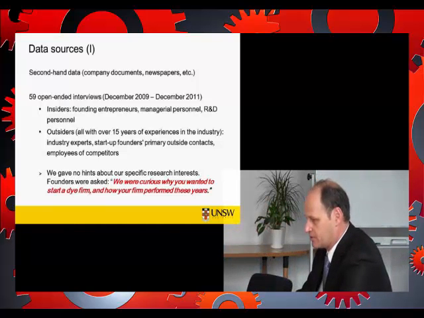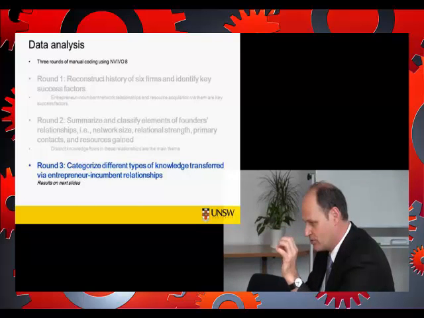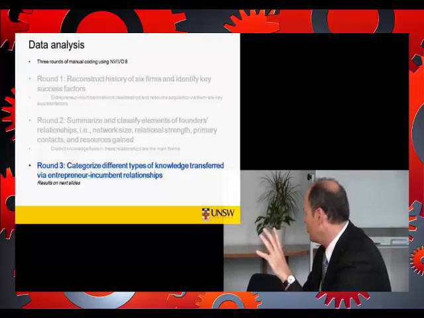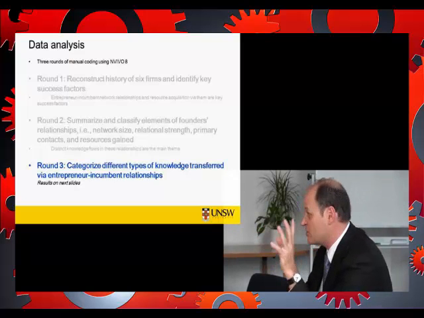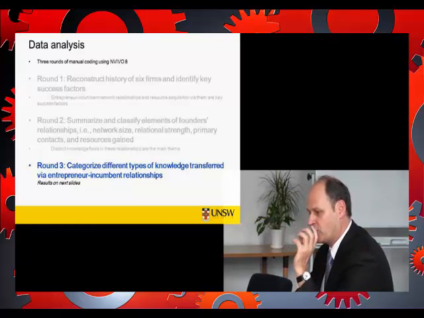Basically not trying to confirm what we already believe, but really letting them articulate what their causal view is of how this happened. I don't have time to talk about the data analysis in great detail, but basically we used NVivo 8 and did multiple rounds of qualitative data coding to come up with the categories. I'm just going to focus on the last stage in the coding here: how did we actually come up with the different types of knowledge that were transferred.